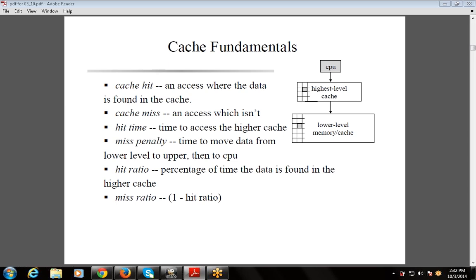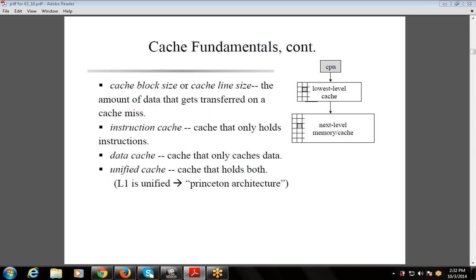Then there is the hit time, that is the time to access the higher cache. There is the miss penalty, that is the time to move the data from the lower level to the upper level, then to the CPU. Then we have discussed the hit ratio and the miss ratio. Cache block size, cache line size, instruction cache, data cache, unified cache, we have already covered in the last class. These are the new topics.